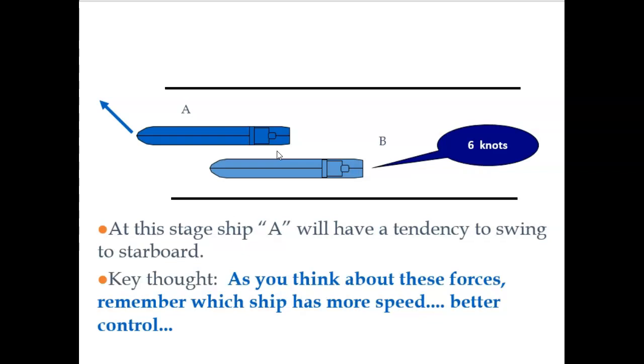And there's a key thought here. As you think about these forces, remember which ship has more speed. You know, for a guy who spends a lot of time talking about go slow, think ahead, and be patient, this is probably one time where I'm going to say the ship behind should be going a little bit faster, and we know this: if you have speed, you've got a little bit more control. Now, don't misinterpret what I'm saying. Ship B shouldn't be doing this at 15 knots. You're not a cowboy.